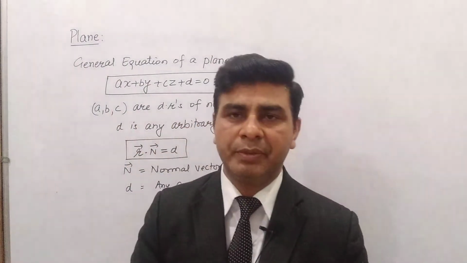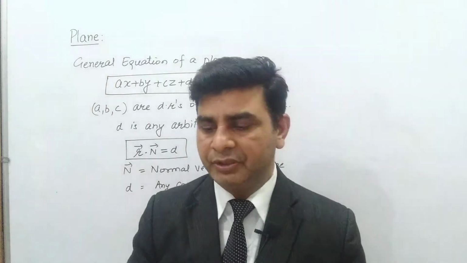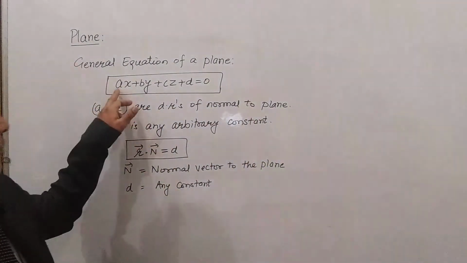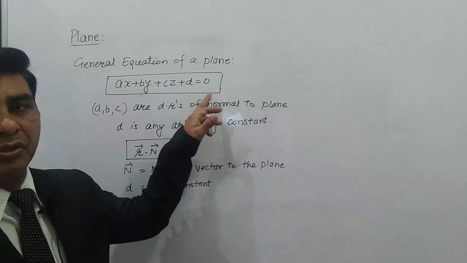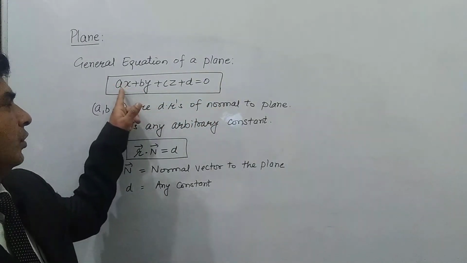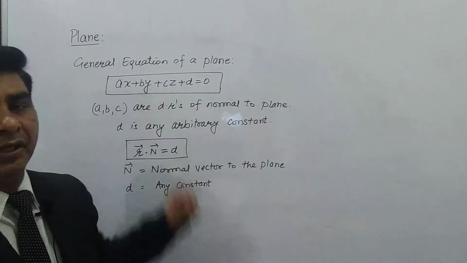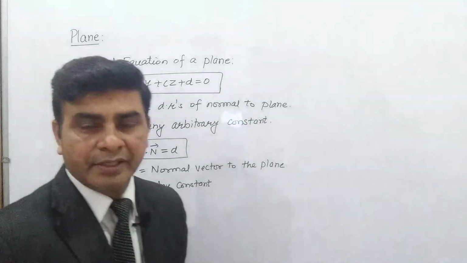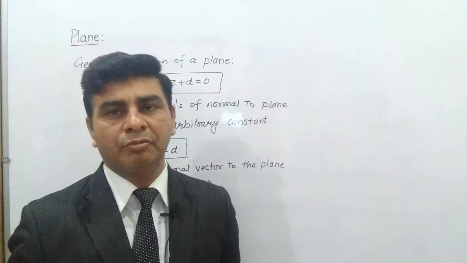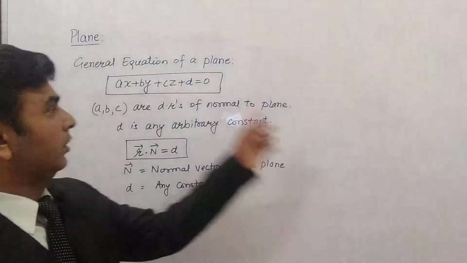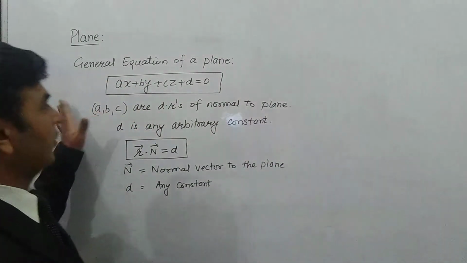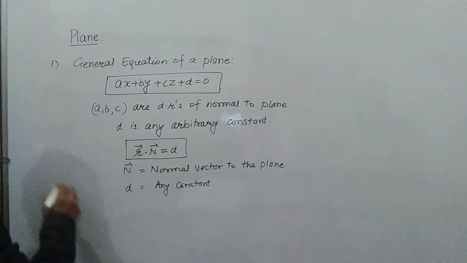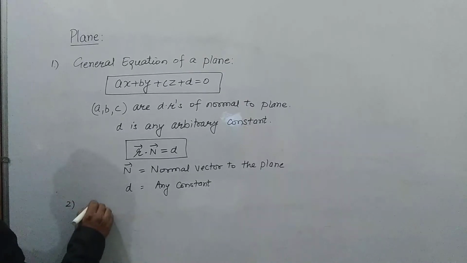So my dear students, this is the equation which you will find in each and every question in generalized form. Whenever we get any equation of a plane in a question, that will always have the form ax plus by plus cz plus d is equal to 0, where a, b, c, the coefficient of x, coefficient of y and coefficient of z, are the direction ratios of the normal to the plane. Now this is the first type, which is the general form, and the next is the normal form.